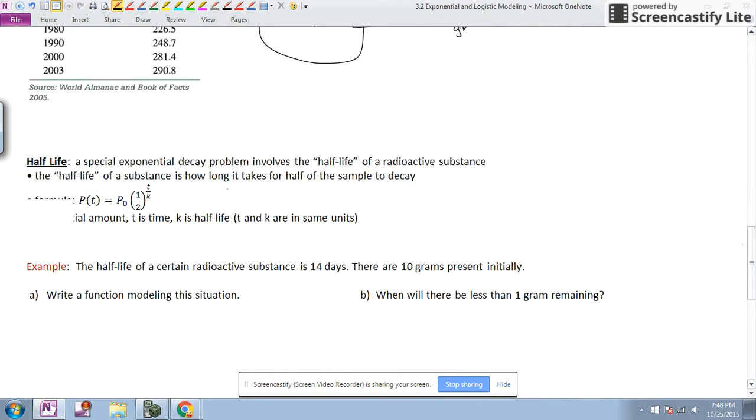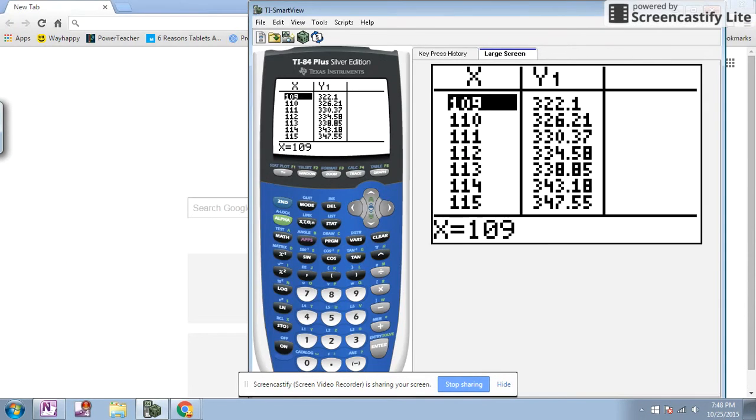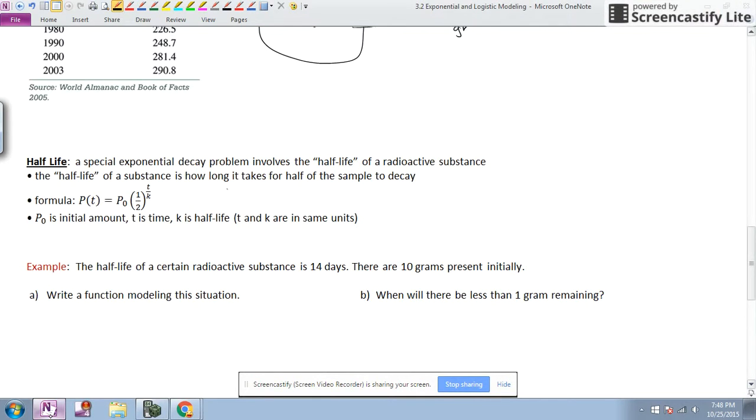Now let's see if we move on here a little bit. What is going on right here that I can't see this? So quick, shrink the screen. There.